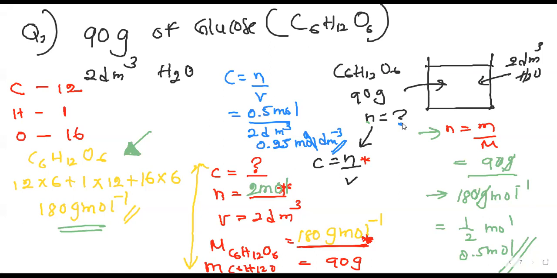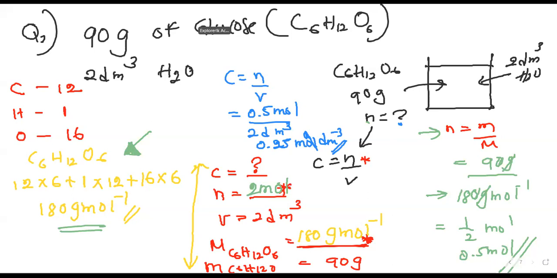All right. So, write like this: 90 grams of glucose is dissolved in 2 decimeter cube of water. Find the concentration of the glucose solution.